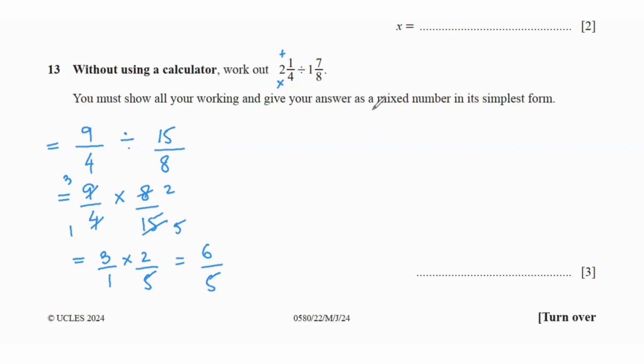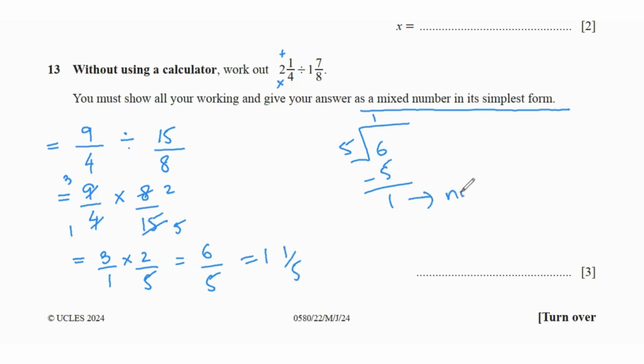Now, if you go back to the question, it says, give your answer as a mixed number in its simplest form. So to convert an improper fraction into a mixed number, we divide 6 by 5. Simple as that. So we know 5 ones are 5. 6 minus 5 is 1. So it's going to be 1 whole number, 1 over 5. The remainder becomes your numerator, and the quotient is your whole number. And the denominator will always be the same unless you have to further simplify it. So 1 whole number, 1 over 5.